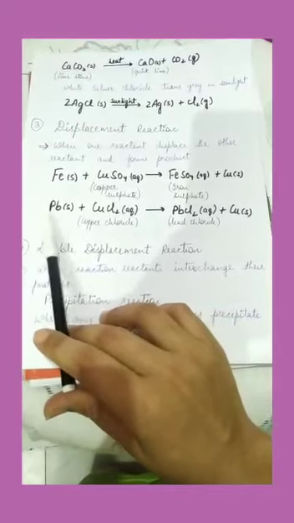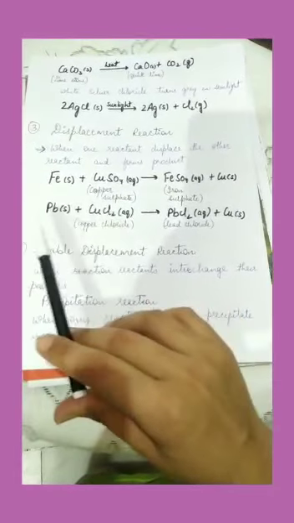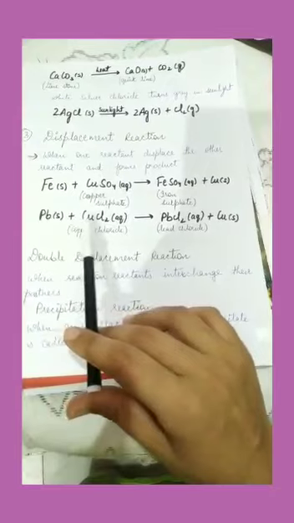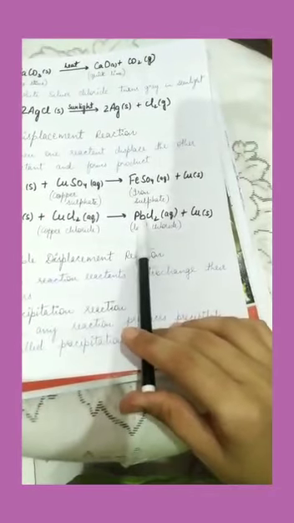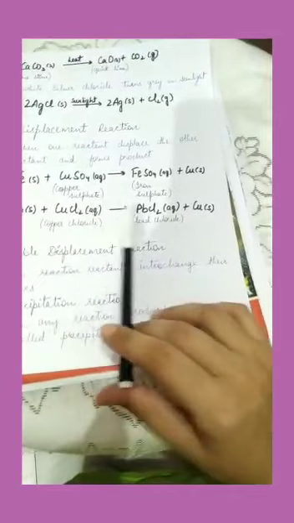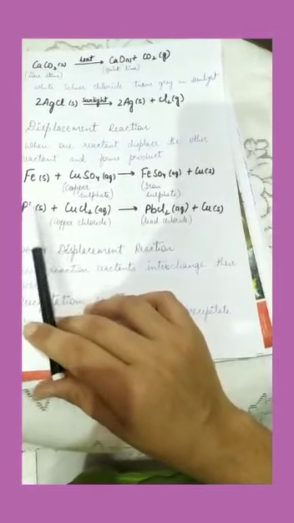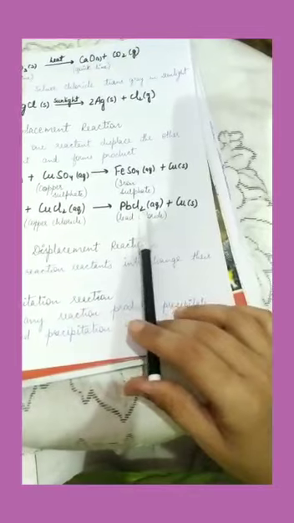Next example is lead plus copper chloride. Now in this also lead displaces copper. In the product what you will see? Lead chloride plus copper. Copper was displaced by lead and lead combined with chloride to form lead chloride and copper was displaced.